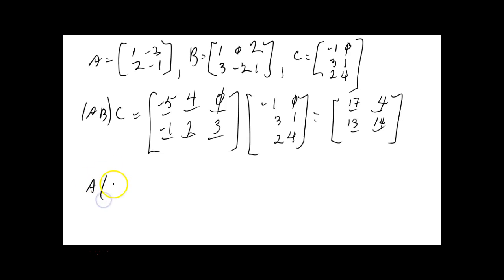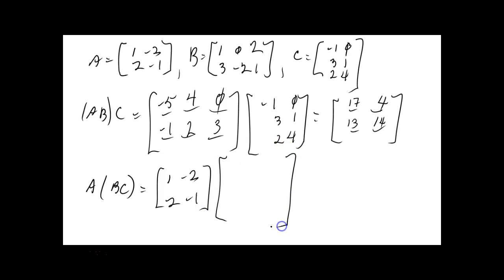Okay. Let's see what happens if we do it the other way: A times BC. I've got to write it. 1, -2, 2, -1. Now, let's see if we can do BC as is. What size will BC be? 2 by 2. So I wrote it too big, but that's fine. What will we get?